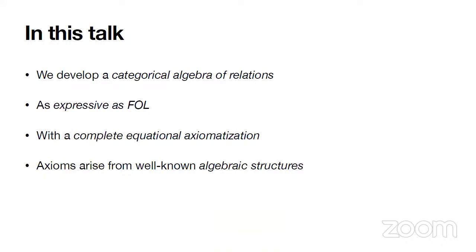So in this talk, we develop an algebra of relations using category theory. This is as expressive as full first order logic. It has a complete equational axiomatization, and the axioms arise from well-known algebraic structures. So basically, it brings to the first order logic realm all the desirable features of relations.